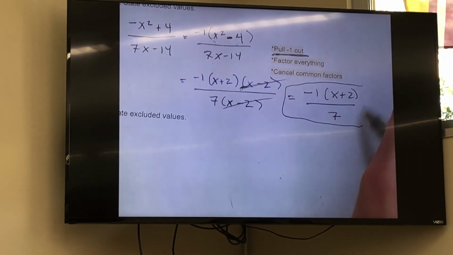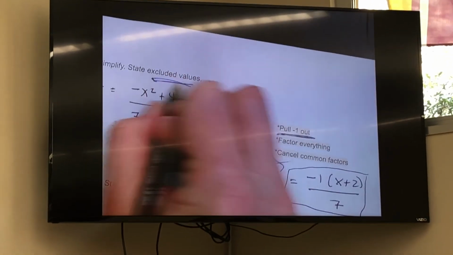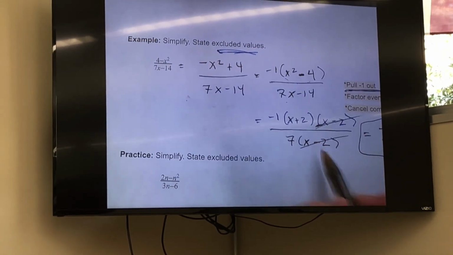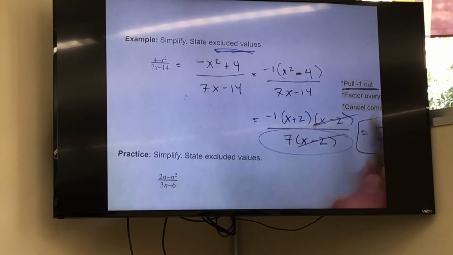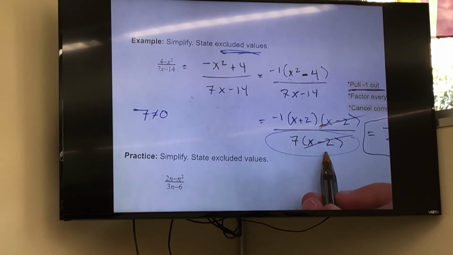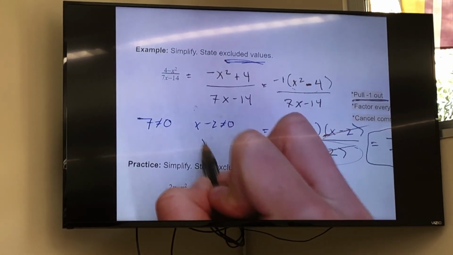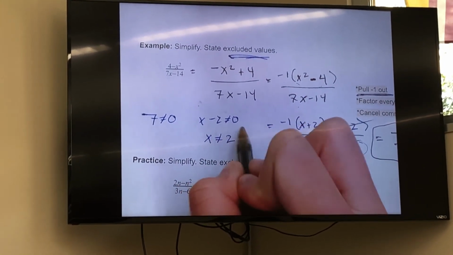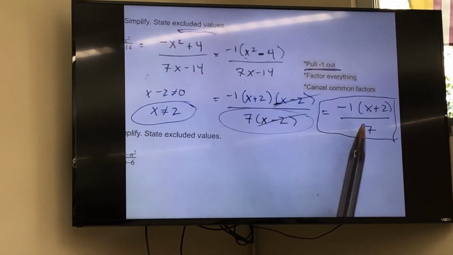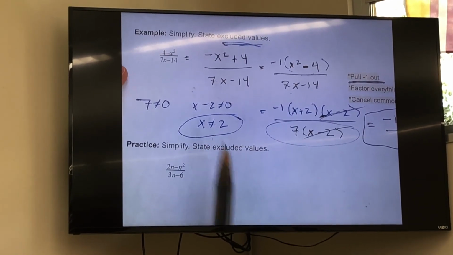Nice. Don't forget! What are we forgetting? Excluded values! Don't forget. Okay, I'm going to do it over here because I have more room. Before I canceled, that was in this step, I would set 7 not equal to 0. That doesn't give me anything. And an x minus 2 not equal to 0. Add the 2, x does not equal 2. Nice. Again, every time I should have two answers. One for my solution by simplifying and factoring, and one for my excluded values.